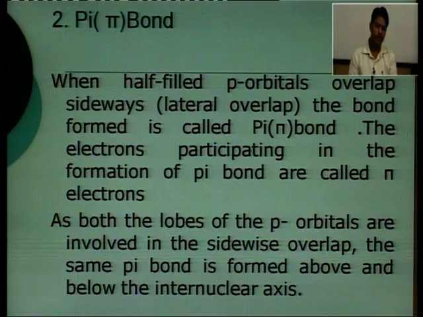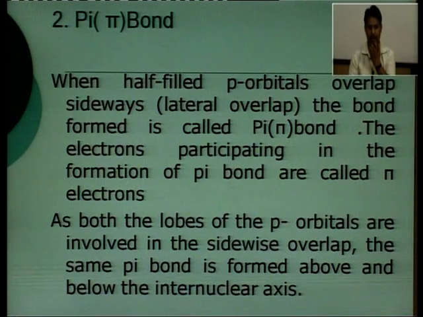Another bond is the pi bond. When half-filled p orbitals overlap sideways, with little overlapping, the bond formed is called a pi bond. The electrons participating in the formation of a pi bond are called pi electrons. As both lobes of the p orbitals are involved in the sideways overlap, the pi bond is formed above and below the internuclear axis. So, a pi bond is formed when there is sideways overlapping.